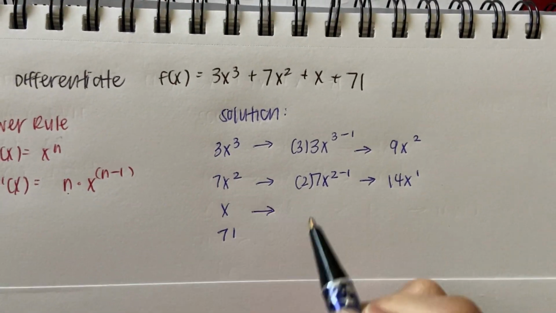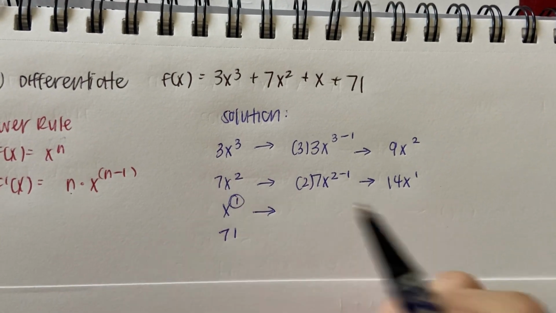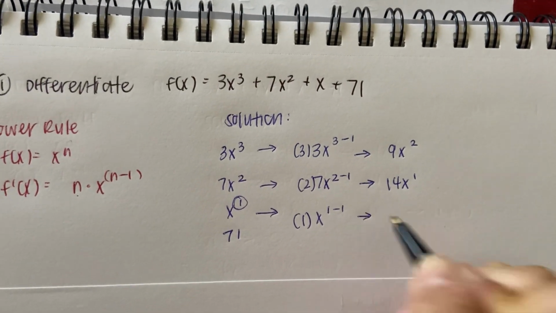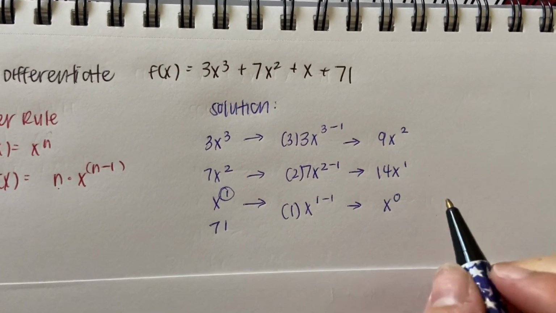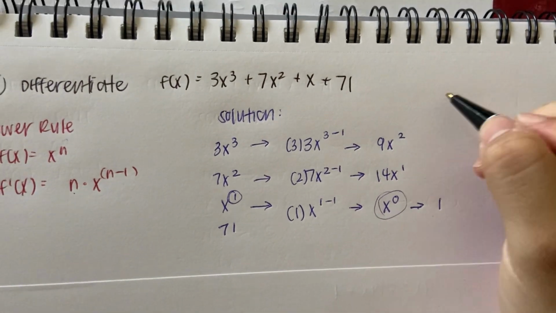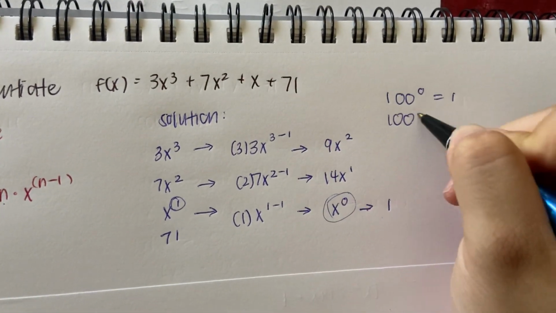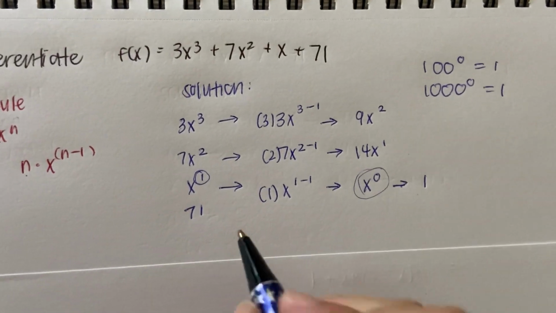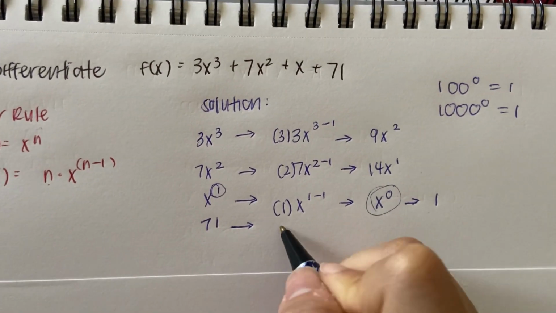Now let's take the derivative of x. Some of you guys might get stumbled here because there's no physical exponent there, but there's an imaginary one. So x to the power of 1, bring down the 1, subtract by 1. We have x to the power of 0. And remember, let's be careful right here. Anything to the power of 0 will always be 1. So let's say 100 to the power of 0, it's going to be 1. 1000 to the power of 0, it's going to be 1. It looks harder than it really is. And now, to take the derivative of a constant, it's always going to be 0.